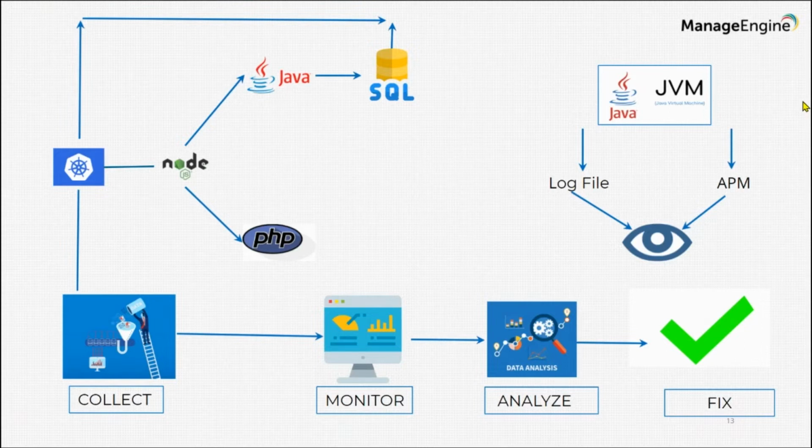Collecting the data from all these containers or nodes is one of the important aspects. Then monitoring using a rich dashboard, and analyzing to find the historical trend of the performance. And if any issue is observed, then fix it. This is a very simple four-step process for whichever complex application is deployed.